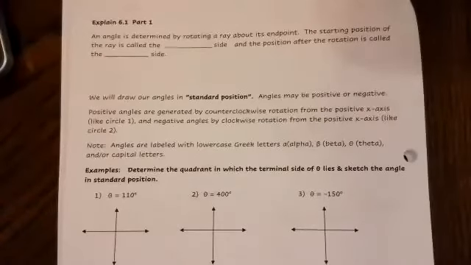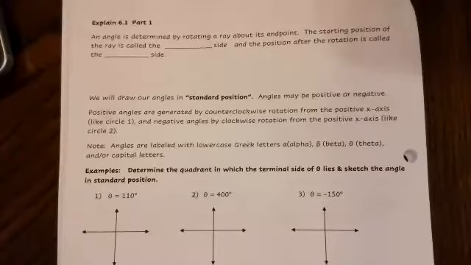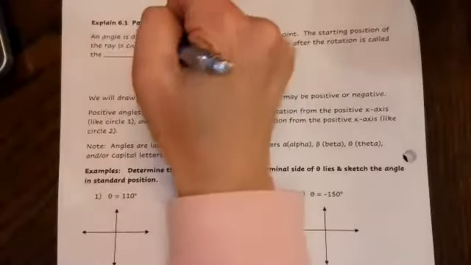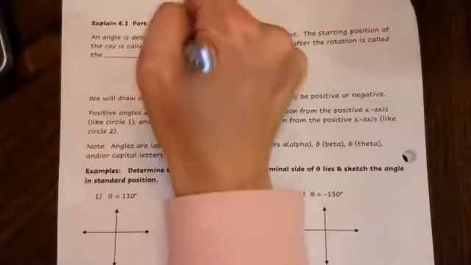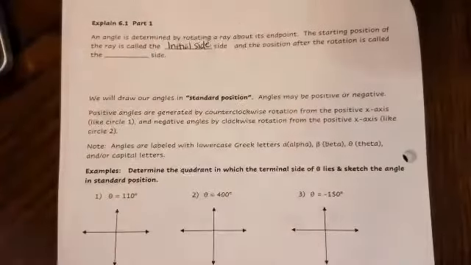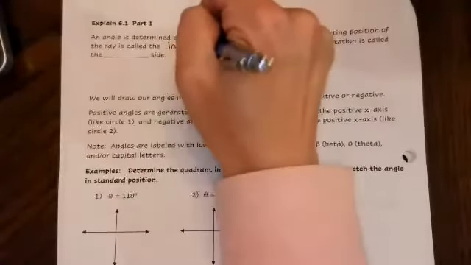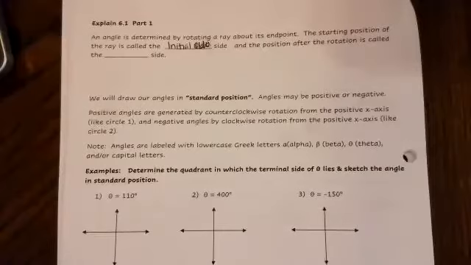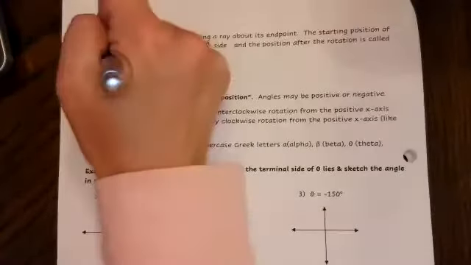All right, as we continue on that, we're going to talk about a couple of terms that we need to know and some more information, and then we'll go back to those circles. So it says an angle is determined by rotating a ray about its endpoint. The starting position of the ray is called the initial side. And the position after the rotation is called the terminal side.